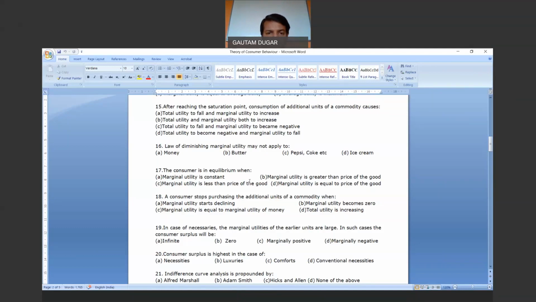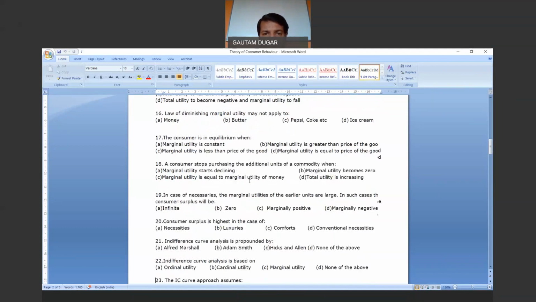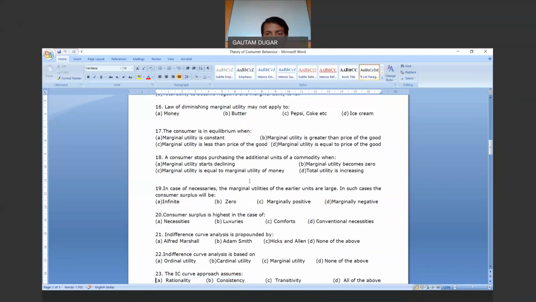Next, 17. Consumer is in equilibrium when, remember, under marginal utility hypothesis, a consumer attains equilibrium when MU of the last unit purchased, marginal utility of the last unit purchased is equal to the price. Is equal to the price. So answer is D.